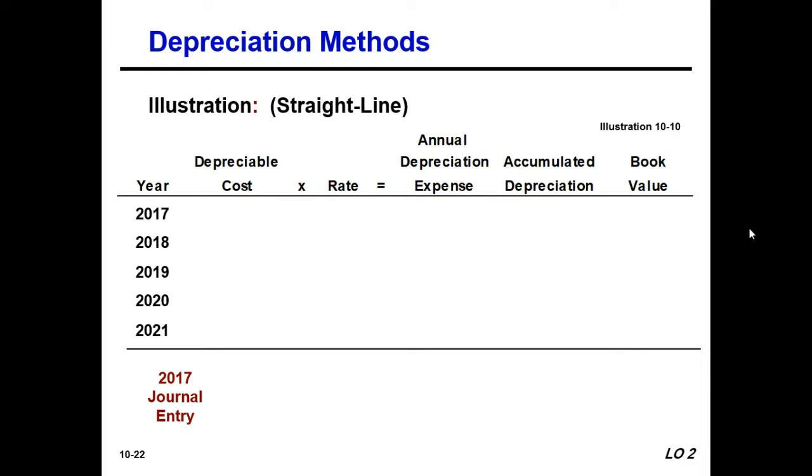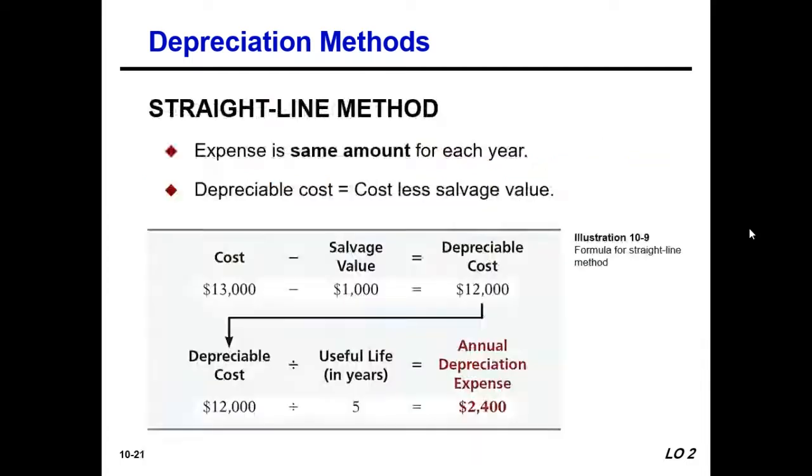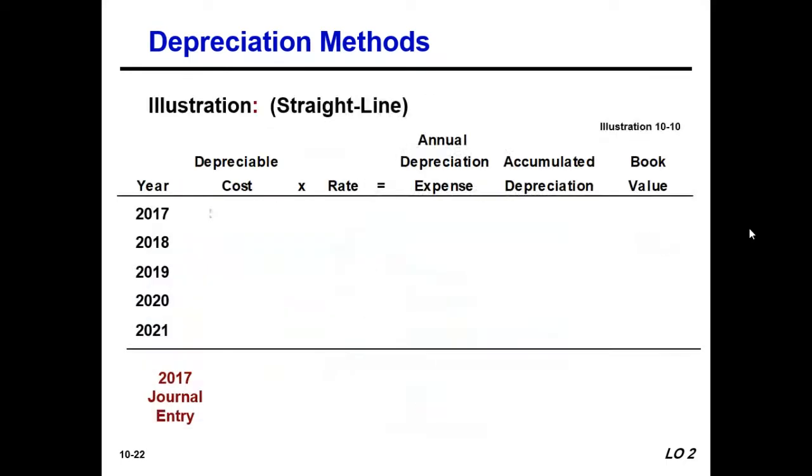Let's say on January 1, 2017 we purchase, so we will calculate our depreciation based on rate. What do we mean by rate? It is the same thing: 1 over 5, where 5 is the useful life. Depreciable cost is 13 minus 1, which is 12,000. Multiply by the rate, 1 over 5. Annual depreciation expense is 2,400.